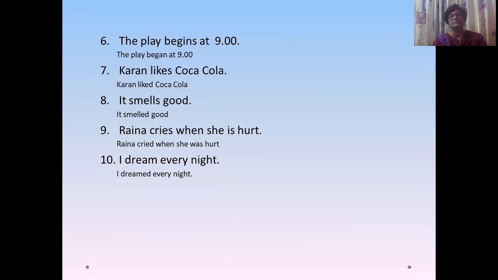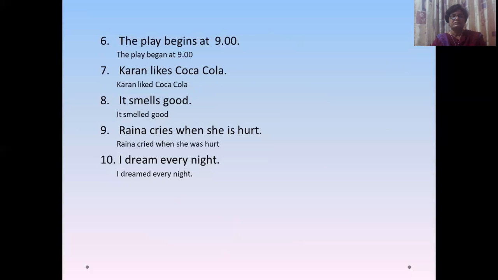Now we'll come to the sixth sentence. The play begins at 9. Now you'll see here the verb is begins, so you'll have to change the form of the verb. The play began at 9. The seventh sentence, Karan likes Coca-Cola. Here the verb is like, and it will be changed into past form. Karan liked Coca-Cola. It smells good. Again, the verb here is smells, and it will be changed into smelled. It smelled good.